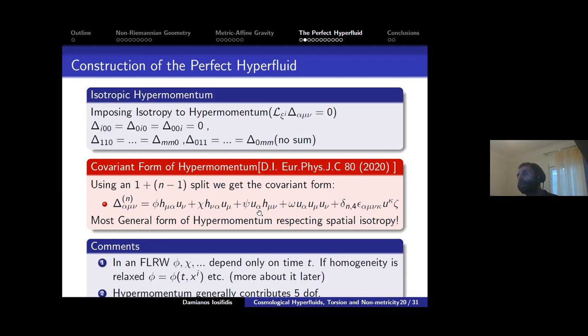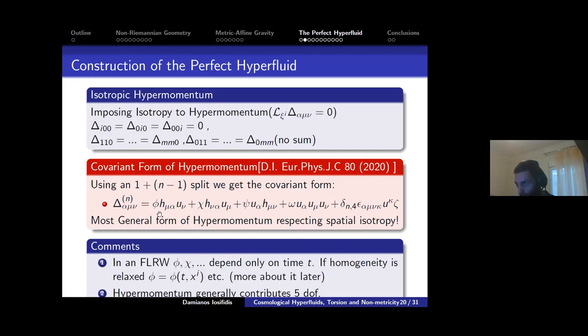We will only discuss the 4 dimensions. So we can say that in 4 dimensions, the hypermomentum tensor is spanned by these 5 functions, which in general can depend on time and on space as well. So these are spacetime dependent functions. And if we impose also homogeneity, then there will be only functions of time, but we shall see this in what follows.